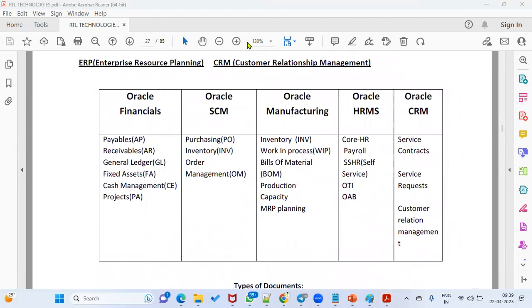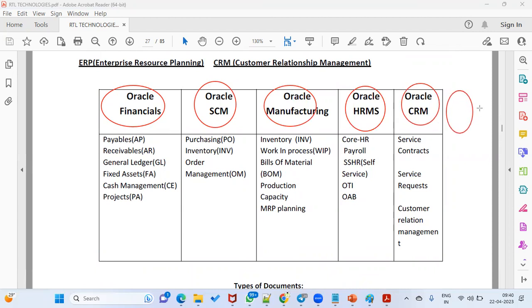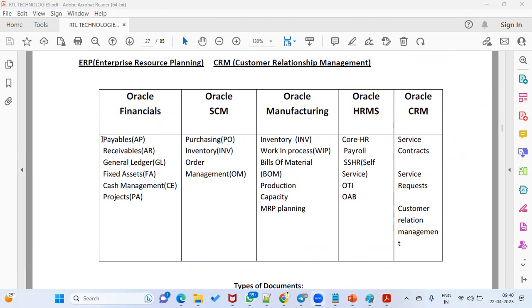We have supply chain management modules, manufacturing modules, HRMS modules, CRM modules, like this PPM modules, universal modules, process manufacturing modules, planning modules. Like that, there will be a number of modules and different domains we have. So in financials, we have around 10 modules. Mainly, we have the payables module.